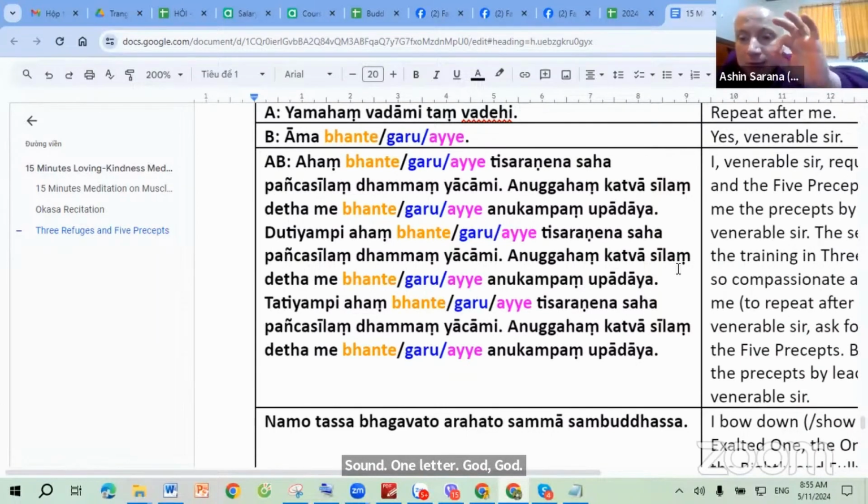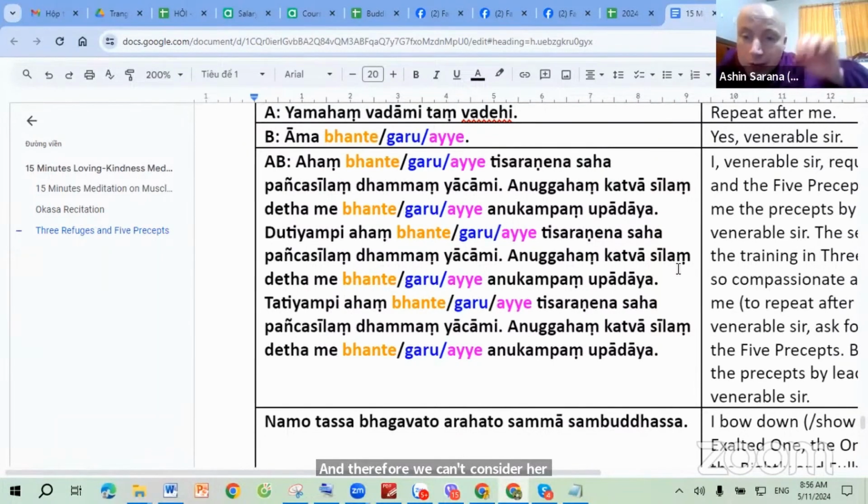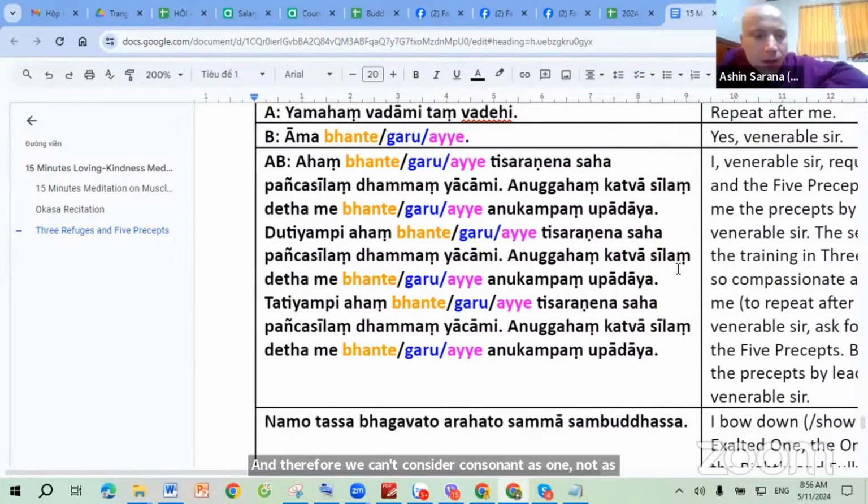So this h, if it is added to a consonant like B, C, D, F, G, H, J, and so on, then actually it makes the consonant something else. And therefore, we consider bh consonant as one, not as two. We write it as two, but they're actually one. Or, for example, ch. Ch seems like two consonants, CH, but actually they are one. It's very important to remember that because you will be using it for an important reason.